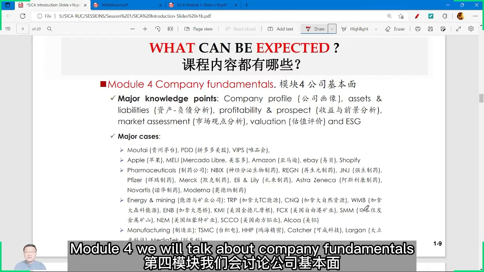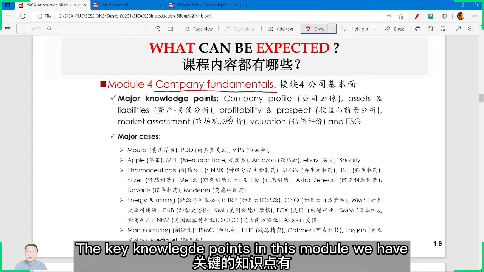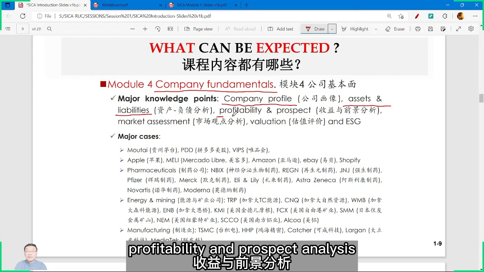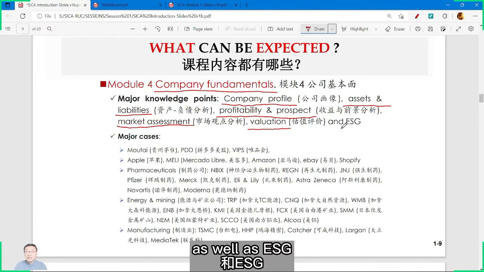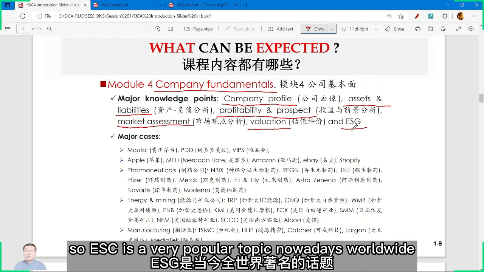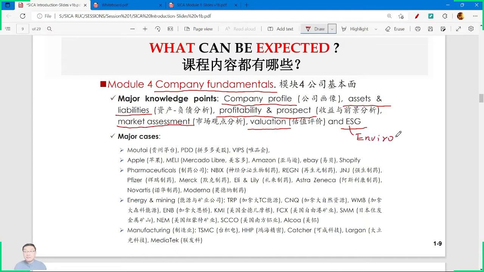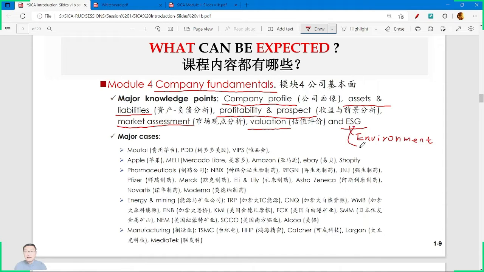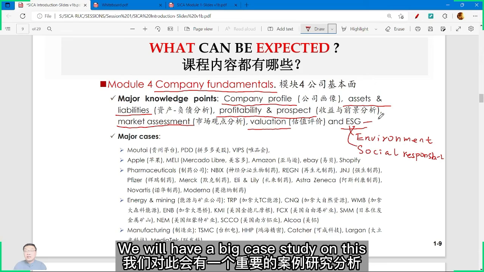Module 4, we will talk about company fundamentals. So this part, we have lots of knowledge points. The key knowledge points in this module, we have company profile, assets and liability analysis, profitability and prospect analysis, market assessment analysis, company valuation, as well as ESG. The ESG evaluation about a company. So ESG is a very popular topic nowadays worldwide, including China. So E refers to environment. S means social responsibility. G means corporate governance. We will have a big case study on this.